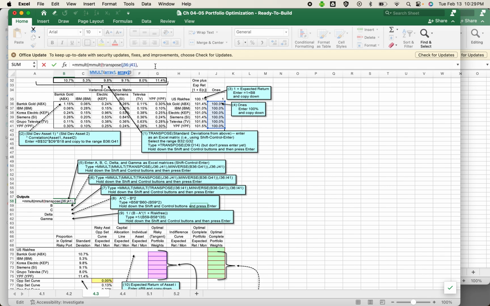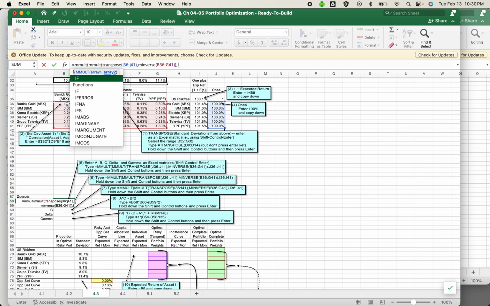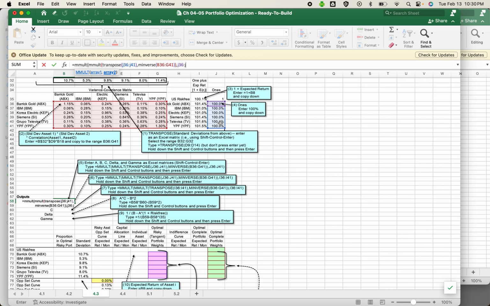And I multiply this by the matrix inverse, which is my B36 through G41. Close again, and then I have J36 through J41, J36, J41, close parentheses. Okay, great. We've got our first eigenvector.